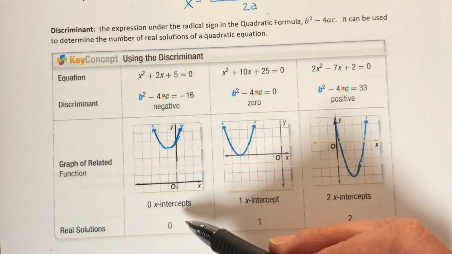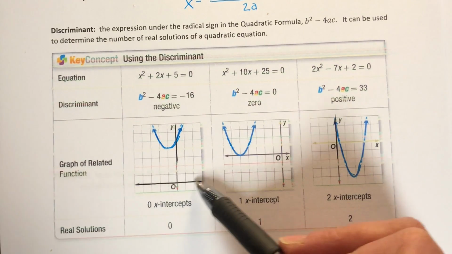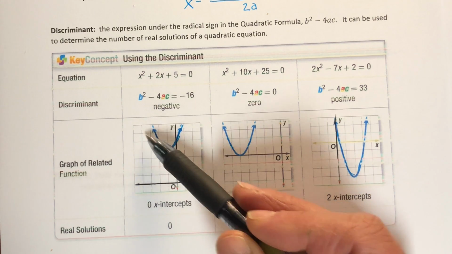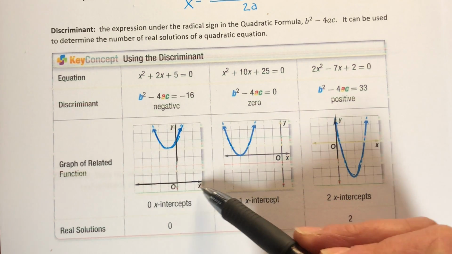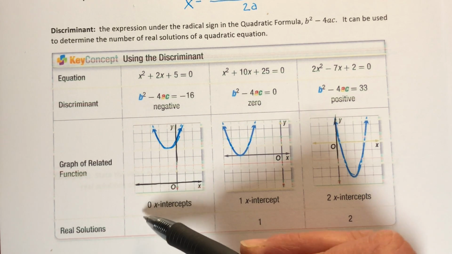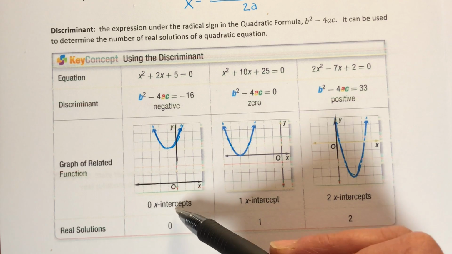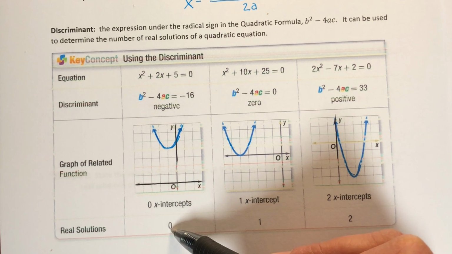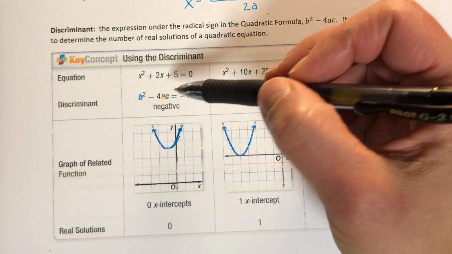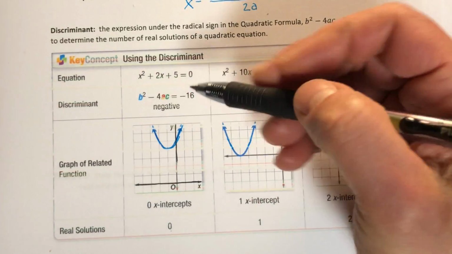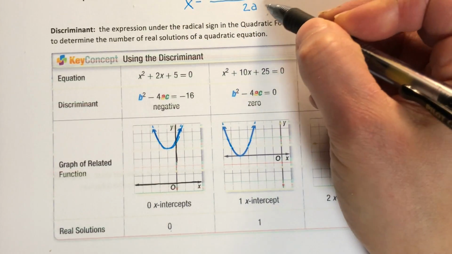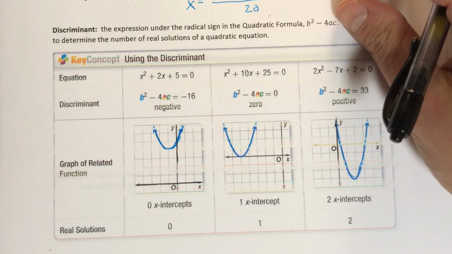If you look at the first picture, the x-axis is right here, the parabola is up higher, and this parabola has no solution, so it does not have x-intercepts. It does not cross the x-axis anywhere. That means that it has 0 x-intercepts, 0 real solutions. And if we think of the discriminant, the formula is b squared minus 4ac, because that's the part of the quadratic formula that is under the square root.